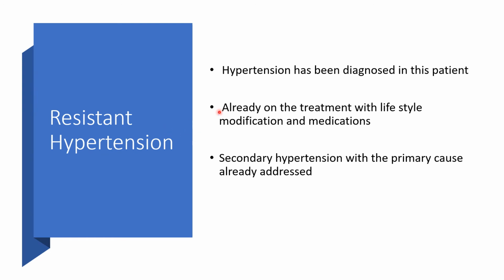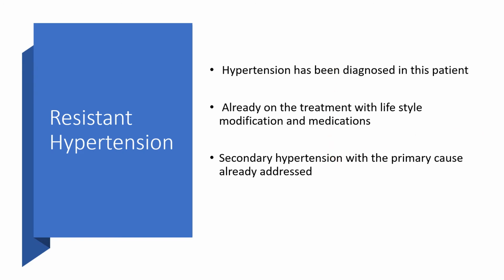Okay, now, hypertension has been diagnosed in this patient, already on the treatment, lifestyle modification already in place, then medication has been added on top of that, then secondary hypertension with the primary cause already identified and treated. So you've done what you're supposed to do, right?